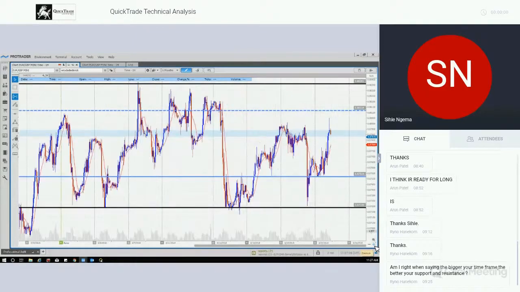Okay, let me see what Rhino is saying. Am I right when saying that the bigger the time frame, the better the support? Yes, you are very correct there, Rhino. Bigger time frames give you much better support and resistance levels.